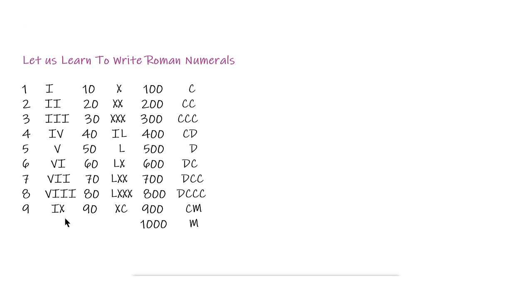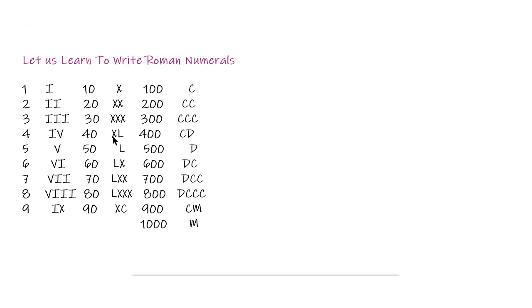So we have learned how to write 1, 2, 3, 4, 5, 6, 7, 8 and 9. Now we go to 10. 10 equal to X. After learning 1 to 9, we will learn 10 to 90. So 10 is X, 20 is XX. X is written two times, which becomes 10 plus 10 equal to 20. 30 is XXX. X is written three times, which is 10 plus 10 plus 10 equal to 30.